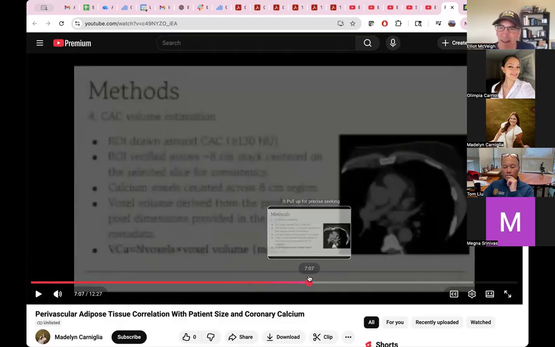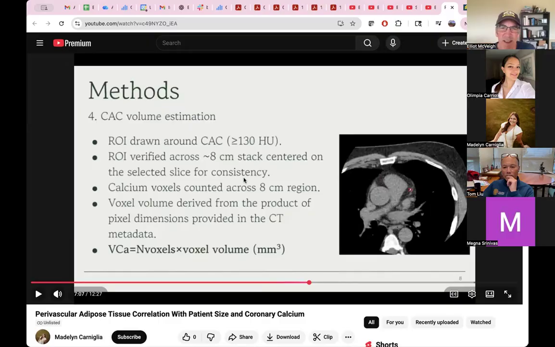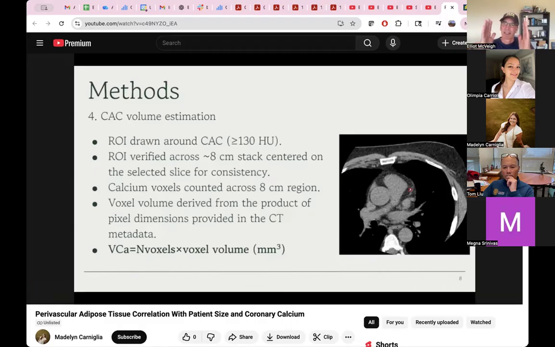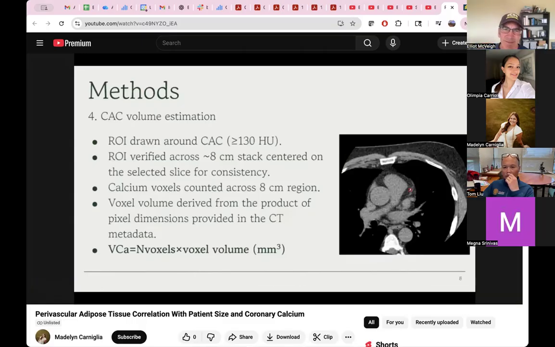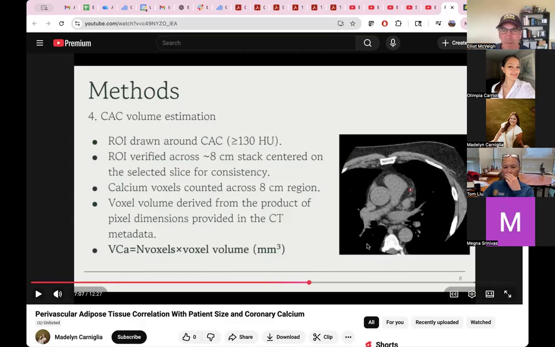All right. And then the calcium was done in an 8 centimeter stack for that patient. So you looked at all that patient's calcium. Yes. And then I did a freehand ROI around both coronary arteries to see if there was any in either. And then I had it go up 4 centimeters from the slice that I selected and down 4 centimeters. So then we had an 8 centimeter stack so we could get the majority amount of the coronary calcium in the arteries.